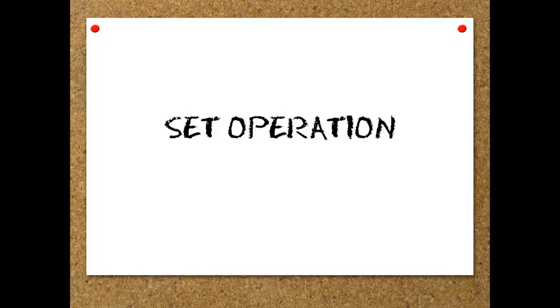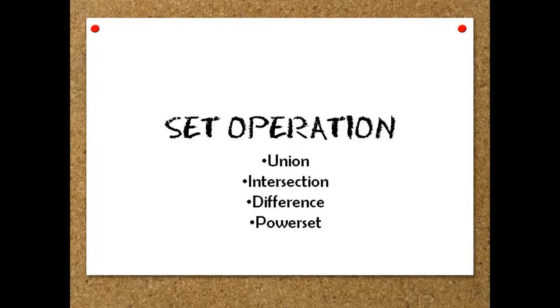Okay, so set operations. We actually have many set operations, but we're going to tackle some of them. The first one is the union, and then we have the intersection, difference, and power set. And by the way, I'm going to collaborate the Venn diagram and set operation with this topic because somehow the Venn diagram will help us to understand the topic about set operation better.